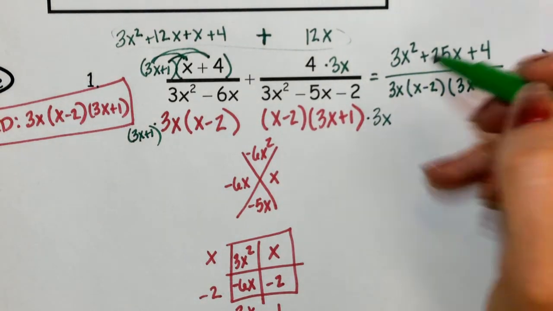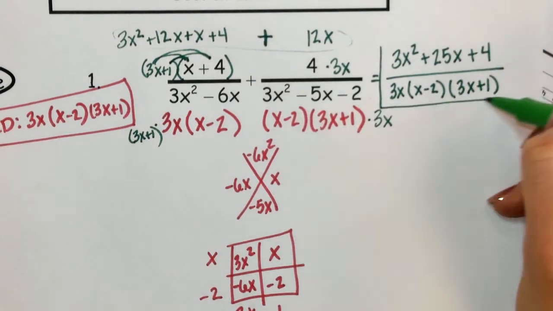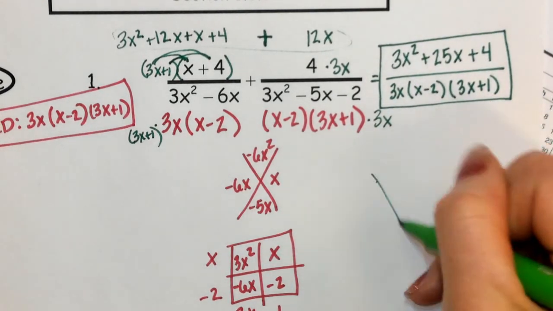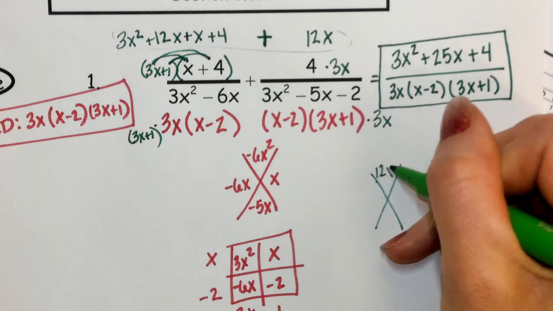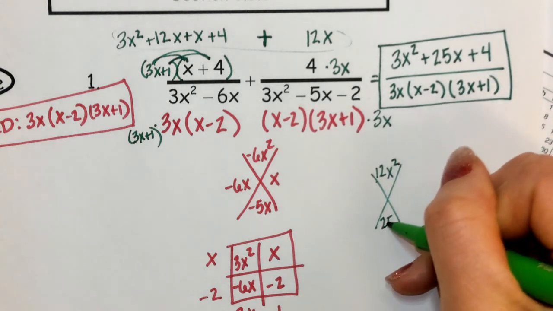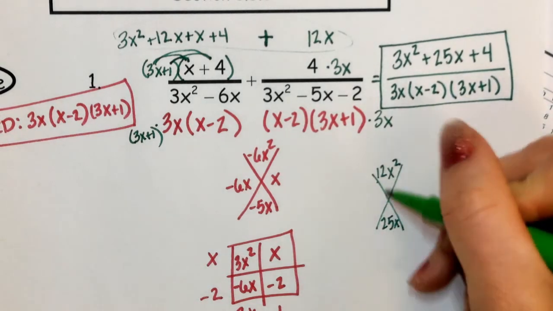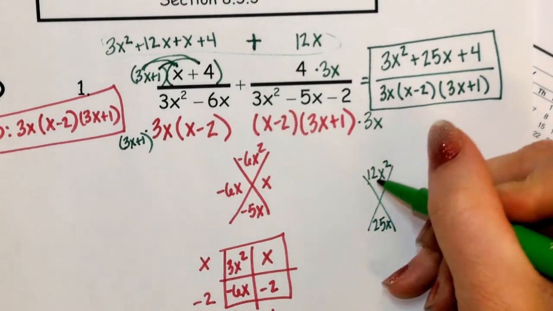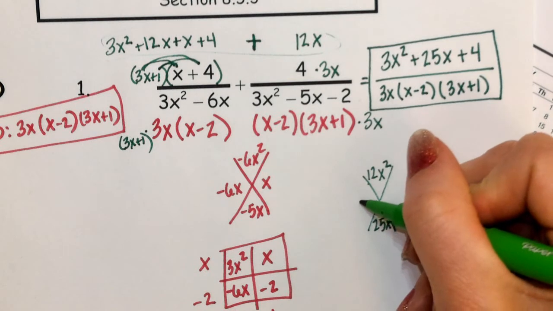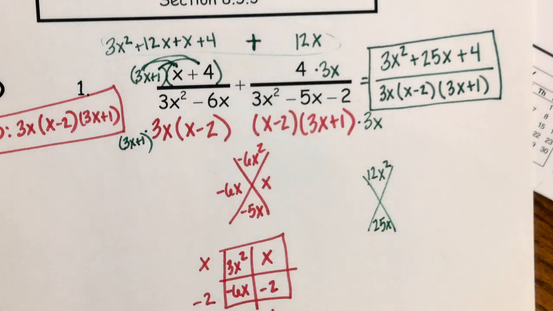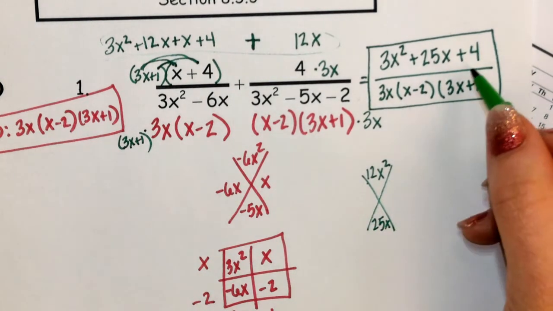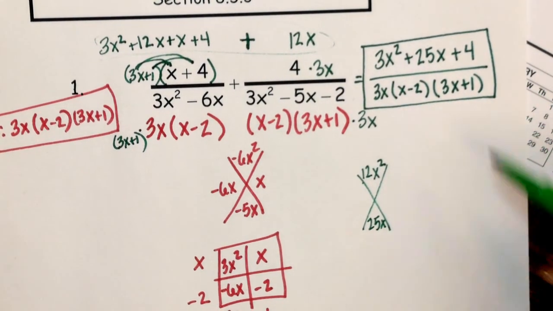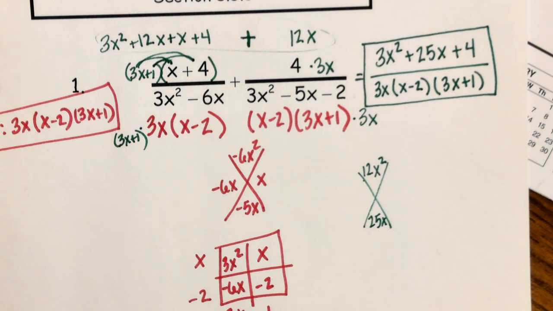Now, this might factor on the top, and it might not. So this is, let's just quickly check, 12x squared, 25x. There's nothing that multiplies to 12 and adds to 25. That doesn't work. The biggest is like 12 and 1 would be 13. So this is my answer. Nothing cancels or anything like that. So I get a fraction.